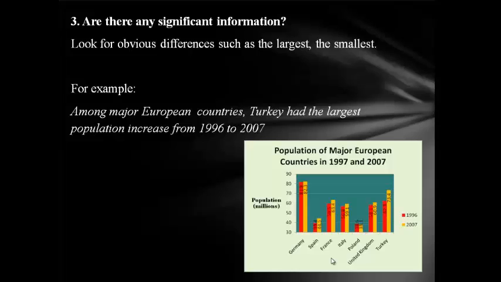Is there any significant information? Look for obvious differences such as the largest or the smallest. Look at our graph of population of major European countries from 1997 to 2007. You can see that among major European countries, Turkey had the largest population increase from 1996 to 2007.